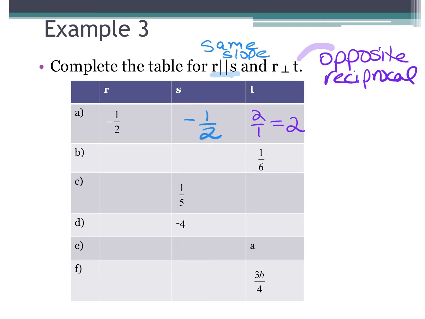For B, this time they're giving me T, so I need to make it the opposite sign for R and S and make it the reciprocal. So I'm going to flip it and make it negative. So negative 6, since S is parallel to R, R is also negative 6. For C, since they gave me S, I know R is exactly the same. It's going to be 1/5. And then for T, flip it and make it negative.